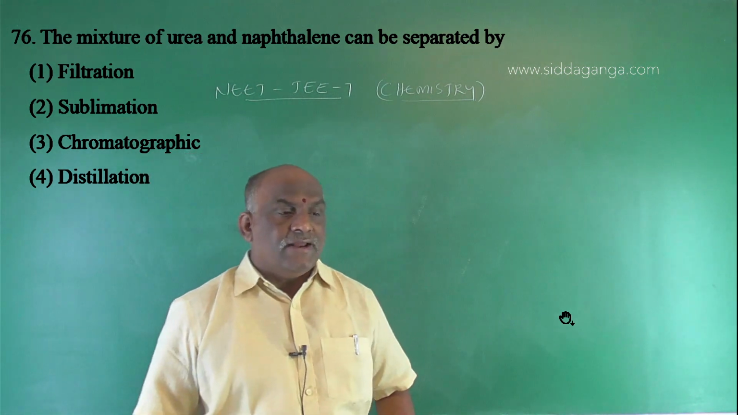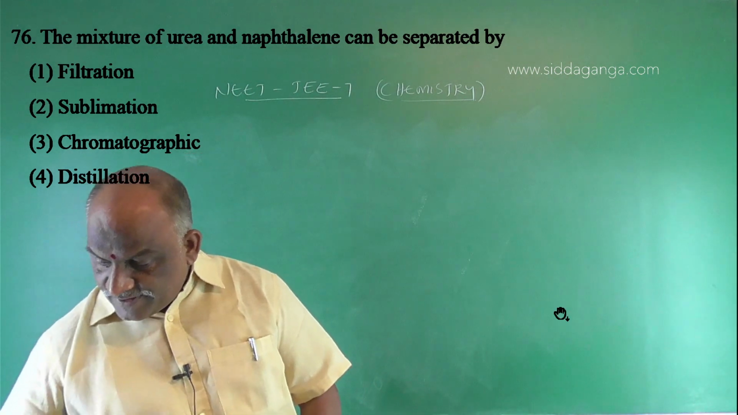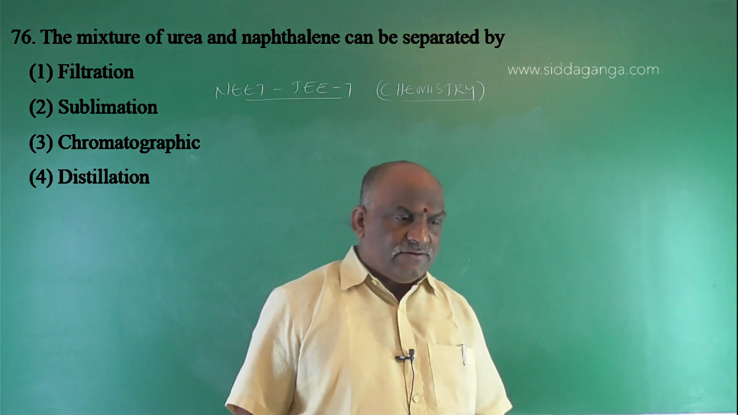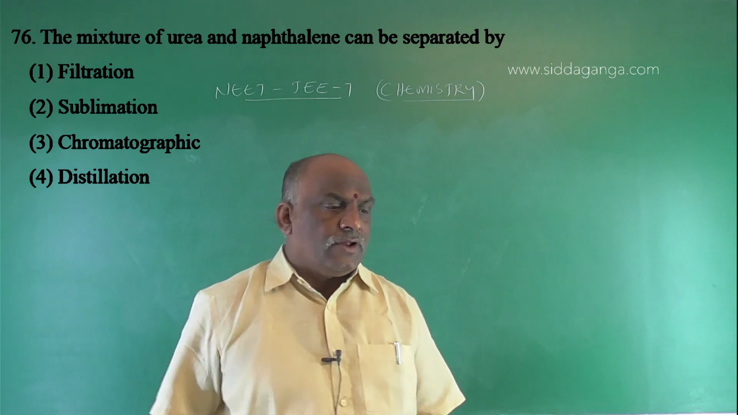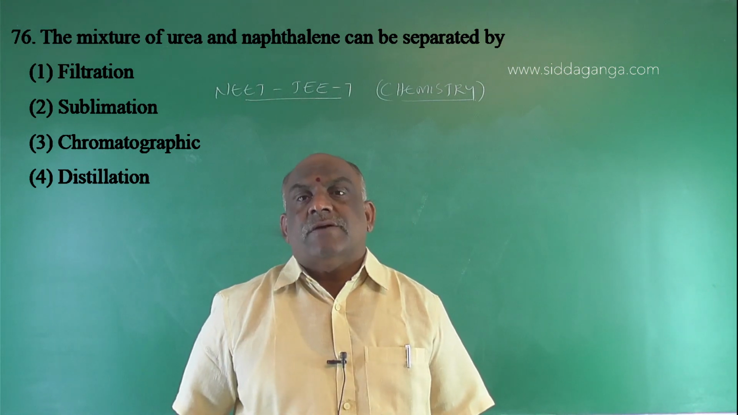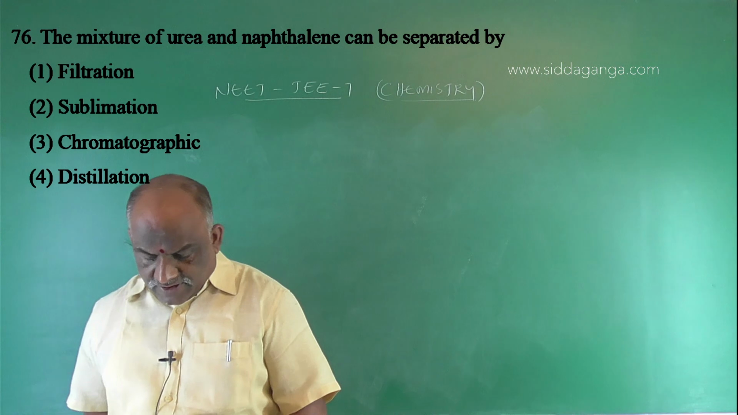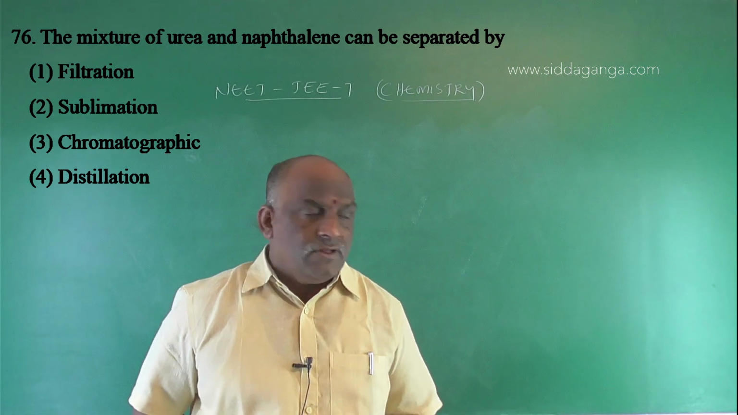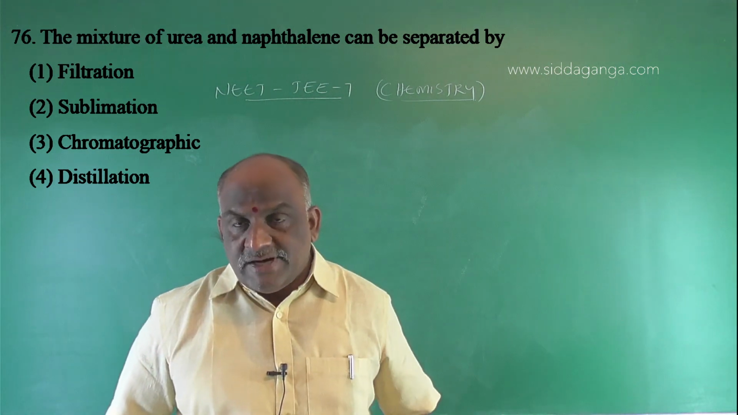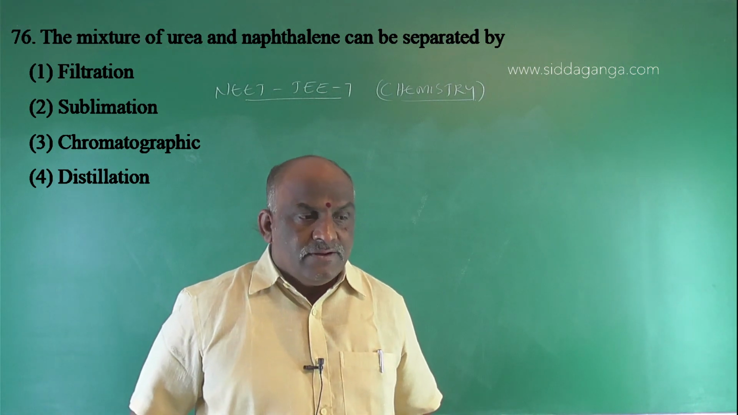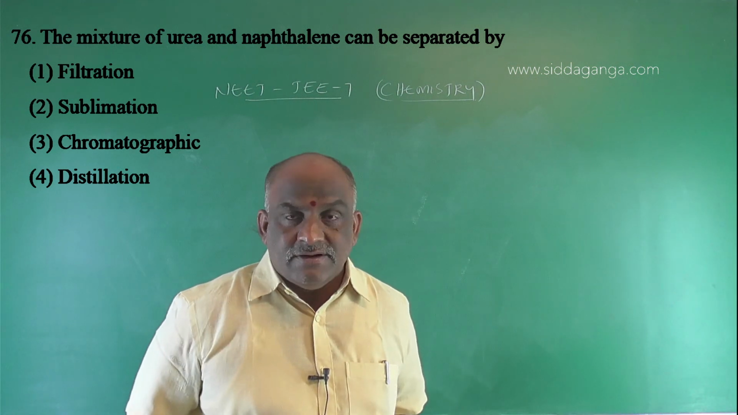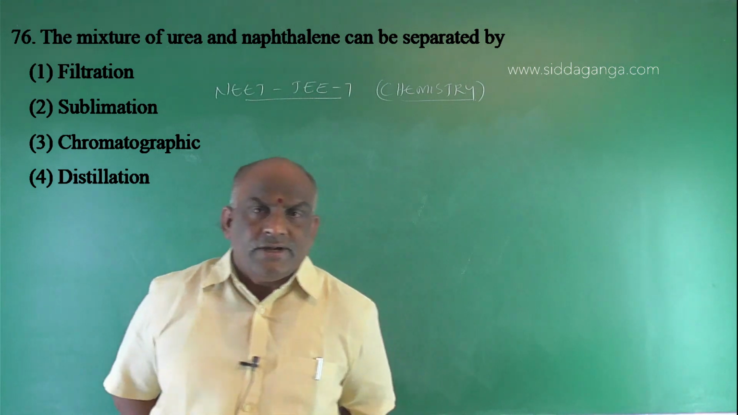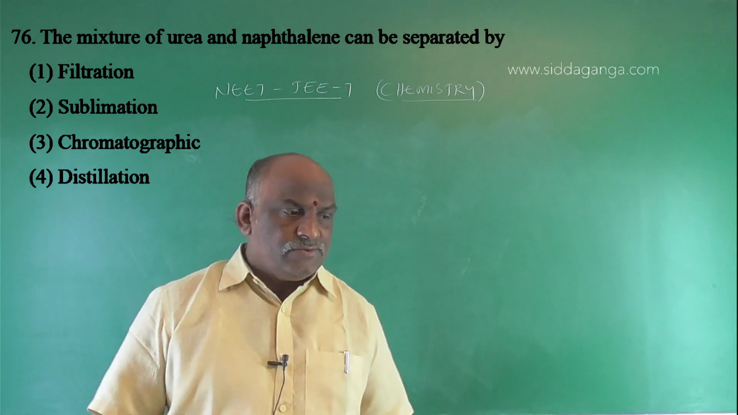And next, the mixture of urea and naphthalene can be separated by. Naphthalene is a solid, urea is also a solid. Filtration, sublimation, chromatography, distillation. We should go with sublimation only, because naphthalene has the characteristic property of sublimation. It sublimates, so we can use the technique called sublimation to separate urea from naphthalene. This is an outright concept background question. The second option is right for this one.